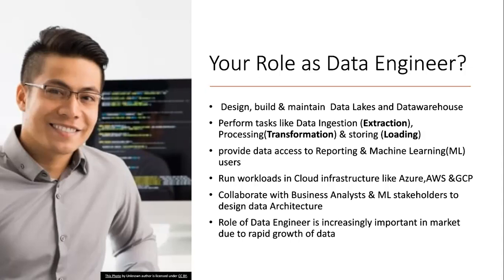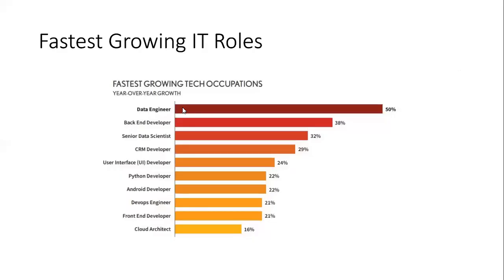So this is a top role compared to other roles in IT that is growing very, very fast. If you look at these statistics, these are the fastest growing tech occupations. We have here backend developer, senior data scientist, CRM developer, UI and all that. When compared to other roles, this is a year over year growth, like a 50% increase. That means you have 100 roles this year, you will have 150 roles next year, and then 150 plus 75 is 225. This is an example. So it is going at a very, very rapid pace.